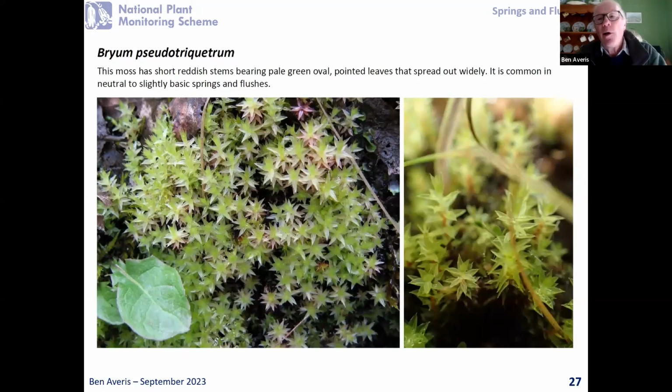A bit like the Campylium we saw, the golden one, the leaves stick out widely, but here the leaves are a bit broader and they're more spaced out, so you can see those individual leaves a lot more clearly. And the stems, you often find the stems are quite reddish, contrasting with the green leaves. Nice little thing, common in the base-rich subdivision of marsh and fen, in springs and in flushes.